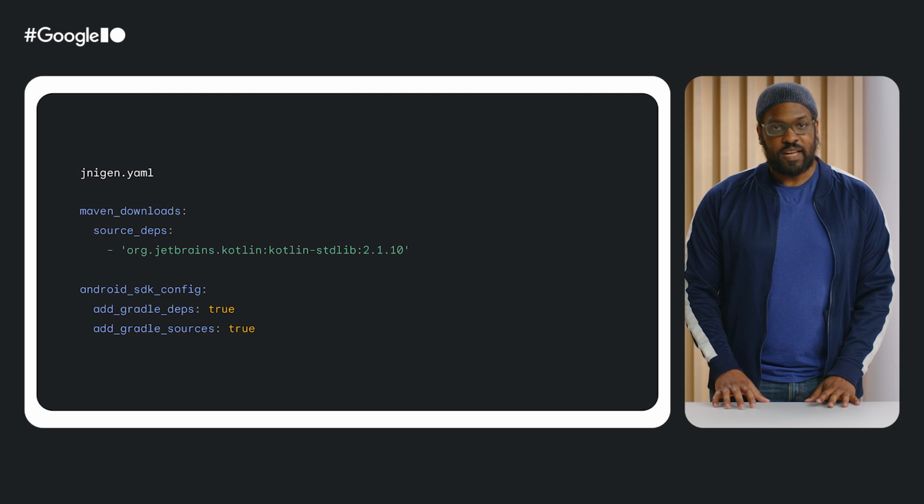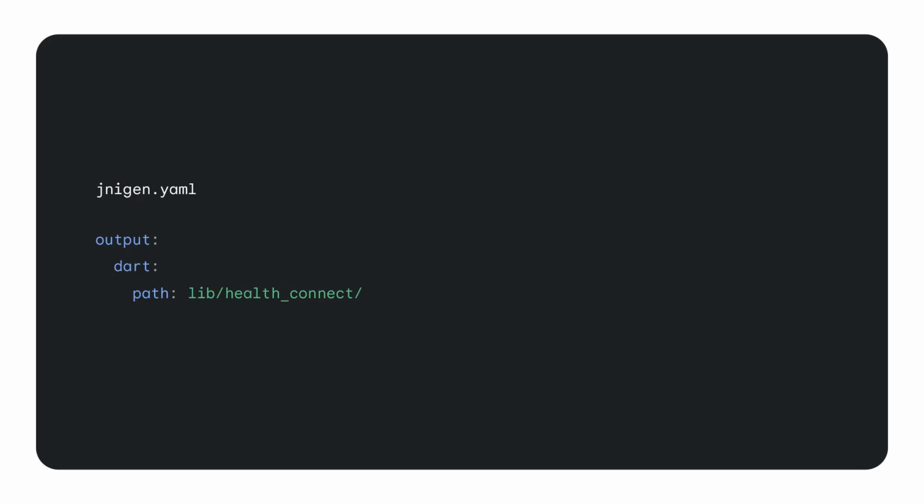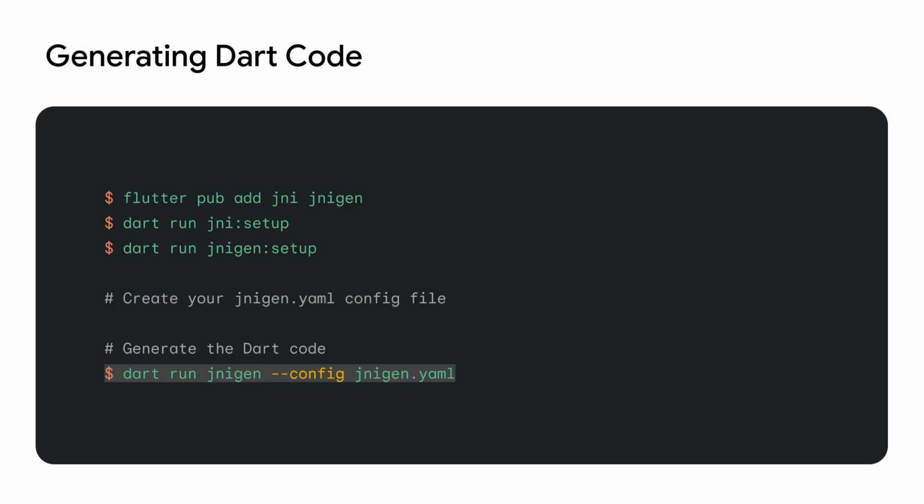Alternatively, JNIGen can retrieve dependencies from your Android build files. The output directive tells JNIGen where to store the generated classes. In this case, it will be in a directory named health_connect with inner classes and packages matching the specified classes. After sorting our JNIGen.yaml file, we can finally generate the Dart bindings with this line of code. Here's a recap of the full flow of commands we have to enter.